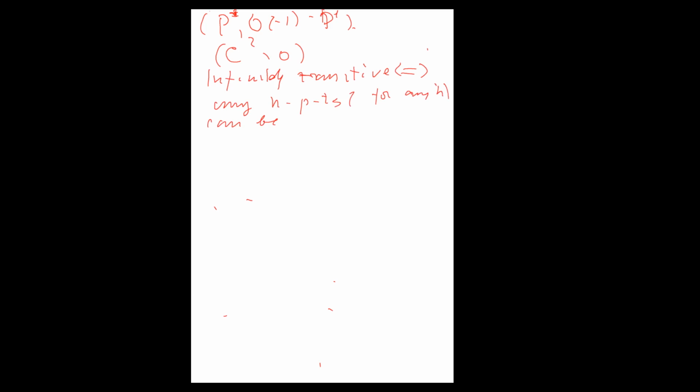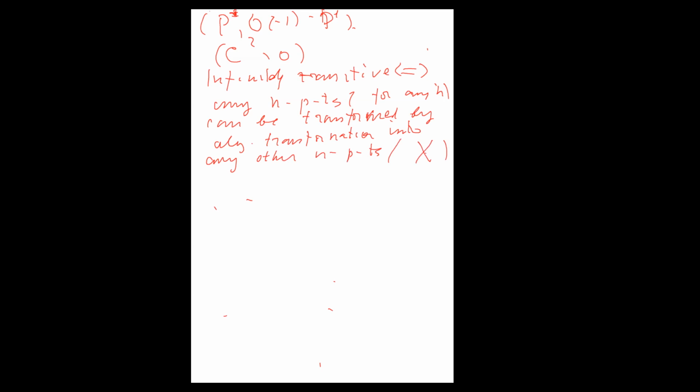However, if we take O(-1), a bundle over P1, minus P1 itself, then you obtain C2 minus 0, where the action is infinitely transitive. Infinitely transitive. Transitive means any n points, for any n, can be transformed by an algebraic transformation into any other n points.